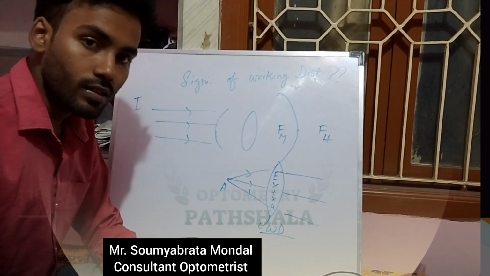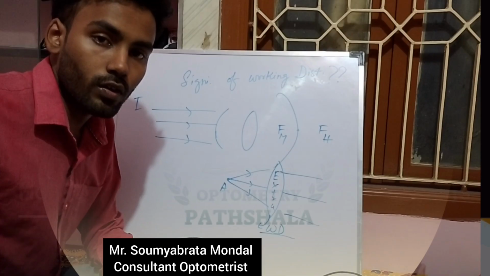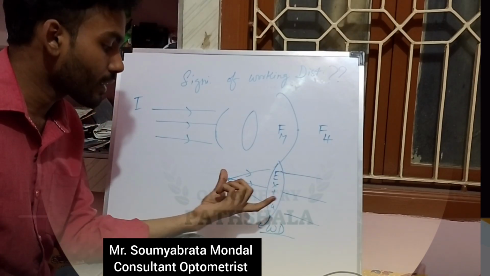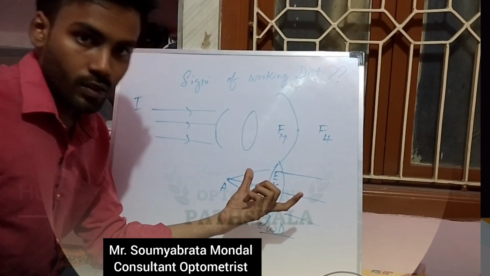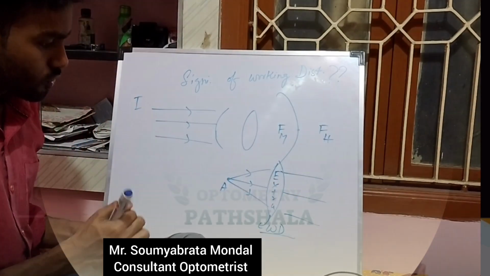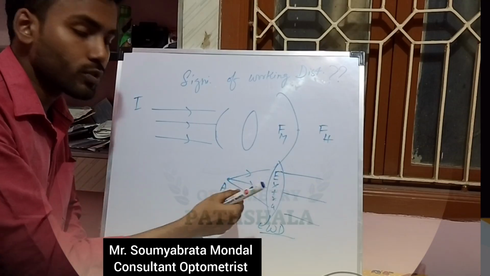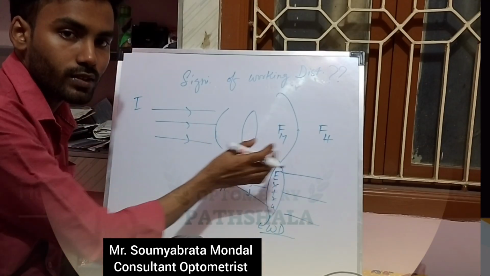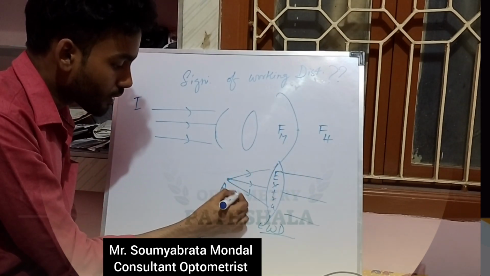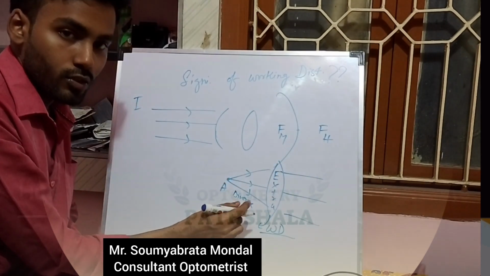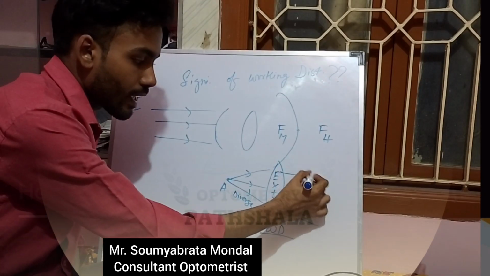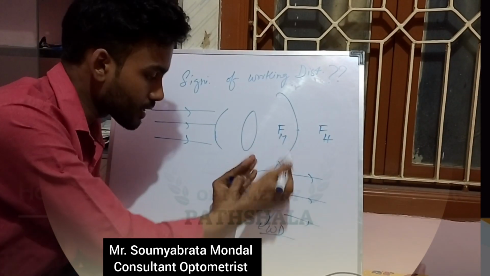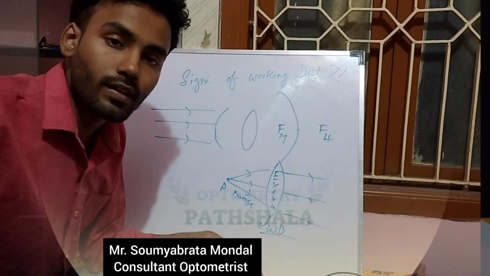So either we need to put the retinoscope at infinity, but it is not possible. So we need to keep the retinoscope at a finite distance from the patient. When we keep the retinoscope at a finite distance, the retinoscopic light which is emerging, which is spreading from the retinoscope, is diverging in nature. So to make these diverging rays parallel rays, we need to put an extra convex lens, and this extra convex lens is known as the working distance lens.